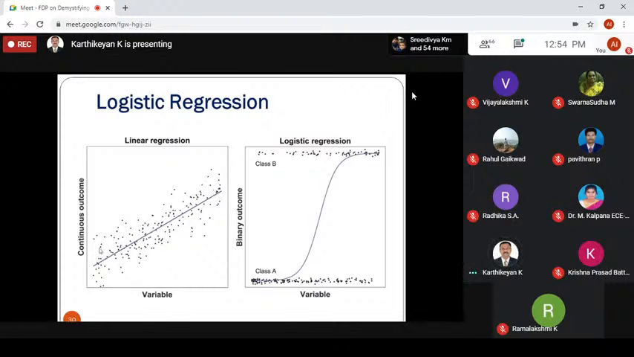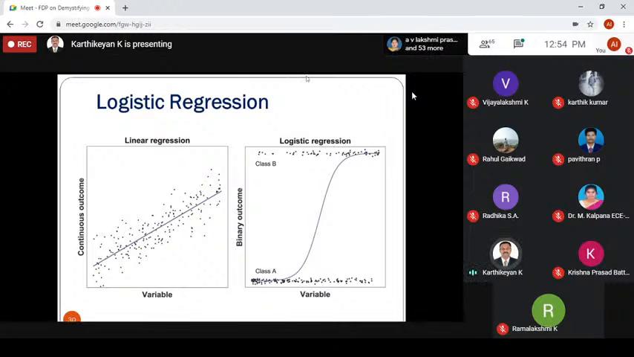Okay. Now when it comes to the logistic regression, it is going to provide two outputs, 0 or 1. Or here it is represented as class A or class B. Either the output belongs to class A or the output belongs to class B. Exactly what I am trying to do is group the data points into two classes. Either it belongs to class A or it belongs to class B.